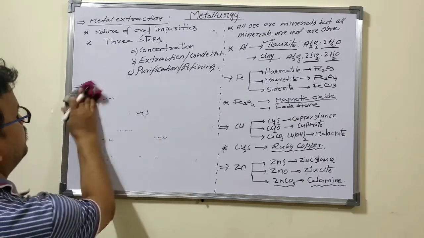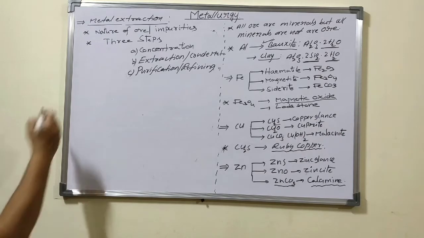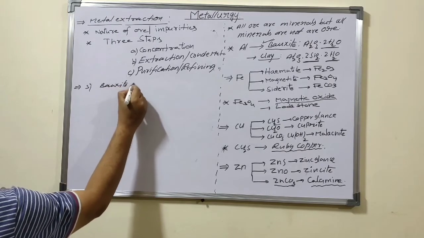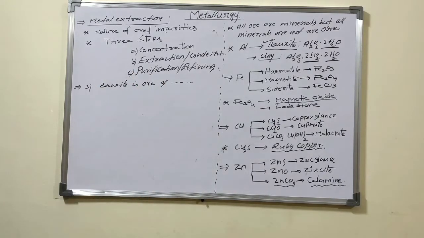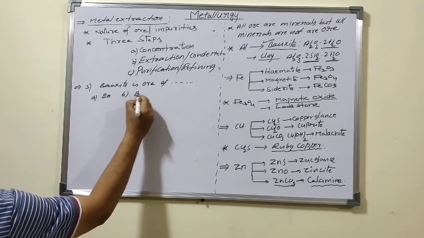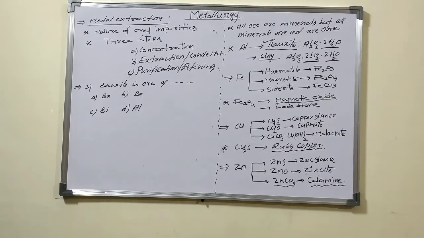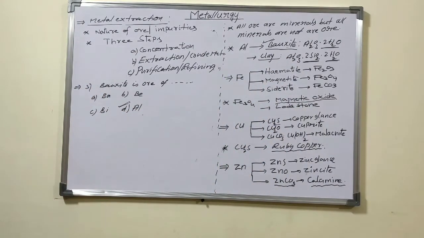A few more questions I am giving you, on how they ask in the basics. Bauxite is ore of what? The options are barium, beryllium, bismuth, and aluminum. Previously we learned that bauxite is an ore of aluminum. So our answer is aluminum.